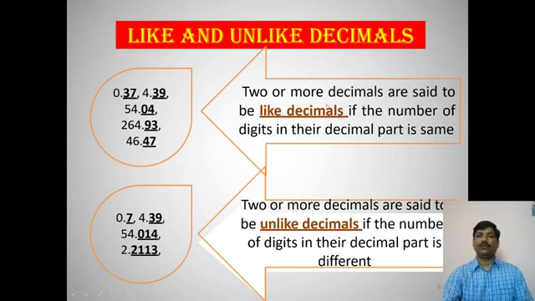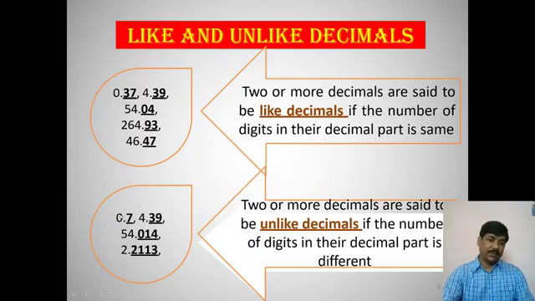So all those decimals which are written up to the same number of places are like decimals. Again, two or more decimals are said to be like decimals if the number of digits in their decimal parts is the same, and two or more decimals are said to be unlike decimals if the number of digits in their decimal parts is different.